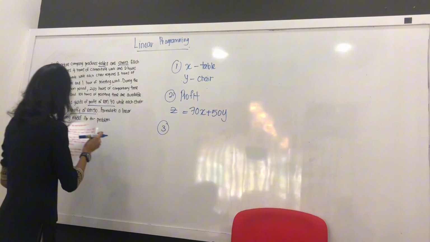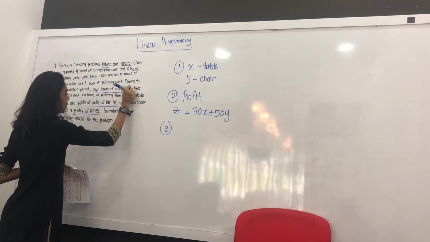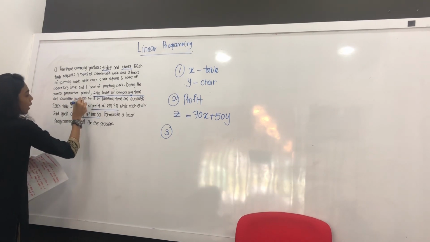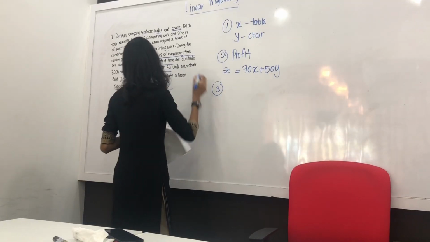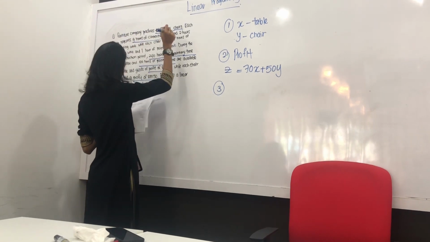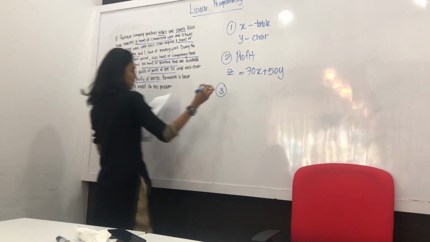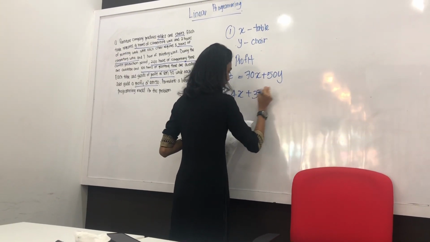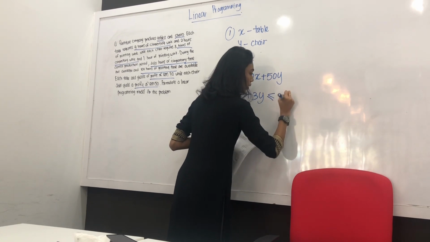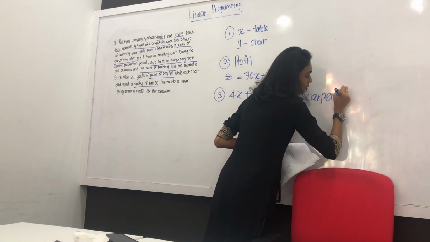The first constraint is less than or equal to 240 hours of carpentry time and 100 hours of painting time. So 4 hours of carpentry work and 3 hours of carpentry work. It means 4x plus 3y is less than or equal to 240. This is the carpentry time.